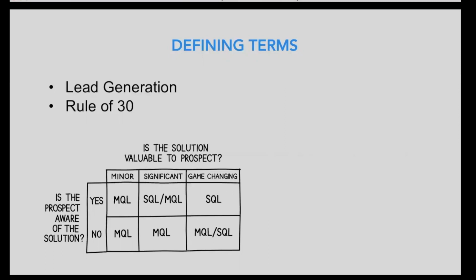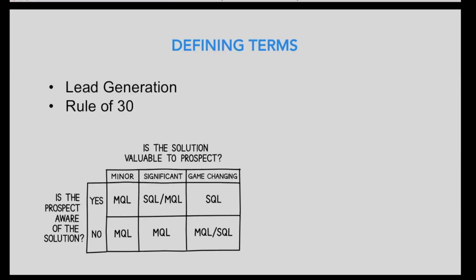So on the left, we have, is the prospect aware of the solution, yes or no? And we'll talk a little bit more about this in the coming slides. And then working across the top is the solution valuable to the prospect? And that's via the prospect. Not do we think it's valuable to the prospect, but where does the prospect recognize that it is valuable to them? And is it, oh, this is interesting, minor? This is significant, this is something that I could be interested in, significant? Or is it game changing?